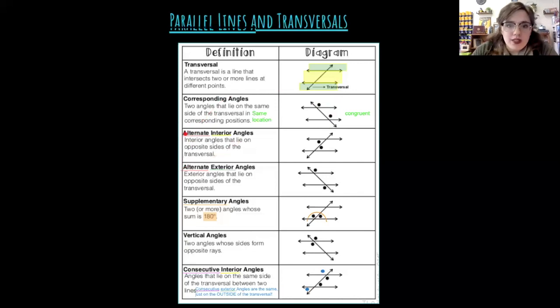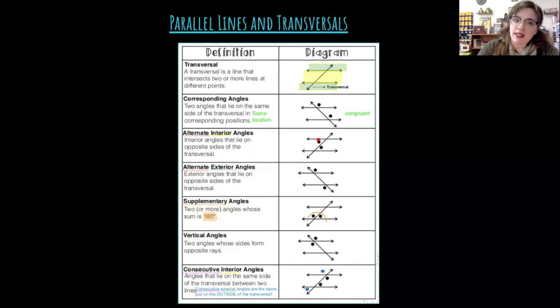Next, we have alternate interior. Alternate just means on the other side of the transversal. I have one on the left, one on the right. Interior, like I mentioned before, means it's inside those two parallel lines. So we look at the two angles and say, are they on opposite sides of the transversal? Yes. Are they inside the parallel lines? Yes. Then those two angles are, in fact, alternate interior angles.